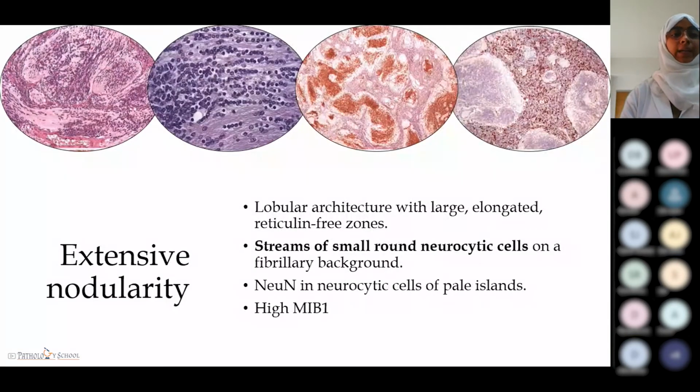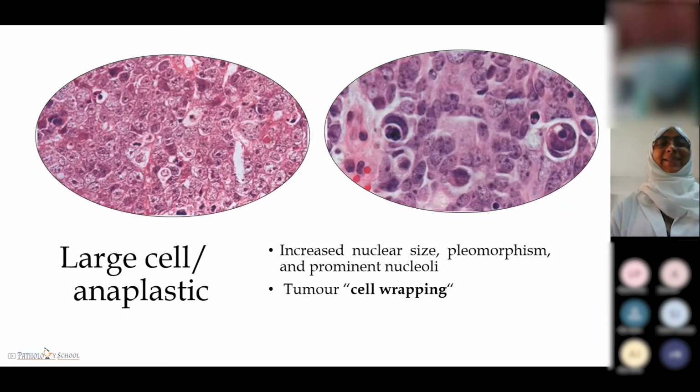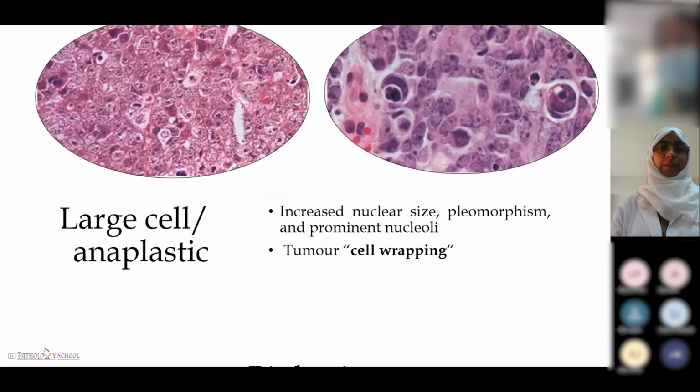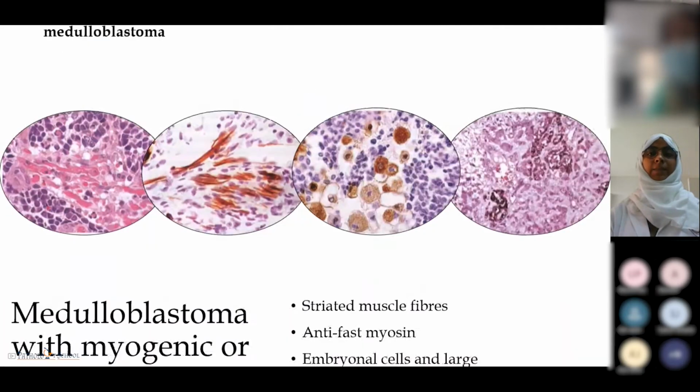Now comes the extensive nodularity. These are also nodules, but these are just larger and elongated nodules with streams of small round cells, strong positivity for NeuN and a high MIB1 index. The large cell type has typical large cells and prominent nucleoli, and the characteristic tumor cell wrapping, that is, a cell wrapping around another tumor cell. Also comes a biphasic type with histological features of desmoplastic, lacking the typical desmoplasia of the desmoplastic type, but the clinical and molecular features are those of classic or anaplastic medulloblastoma.